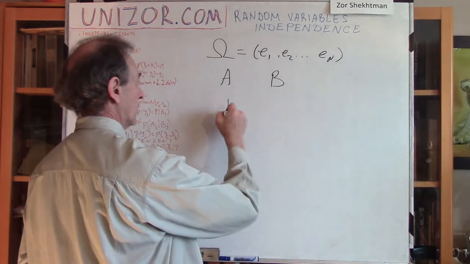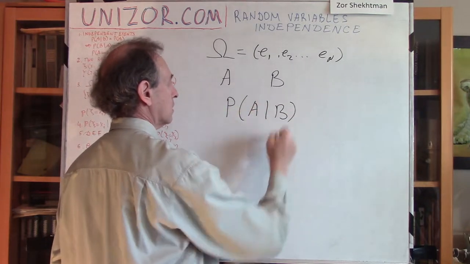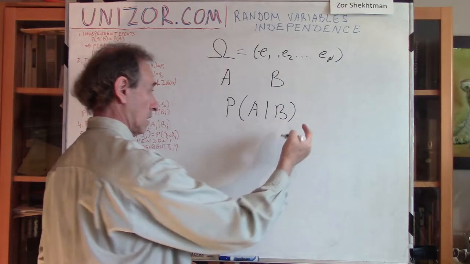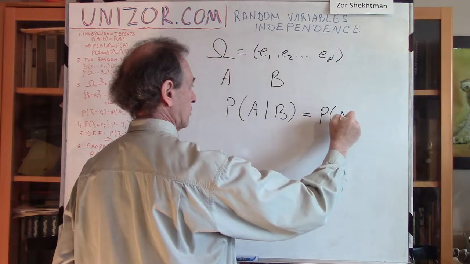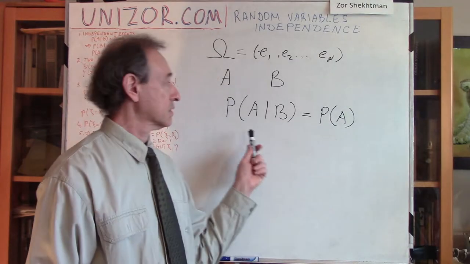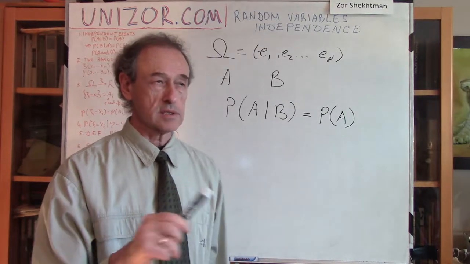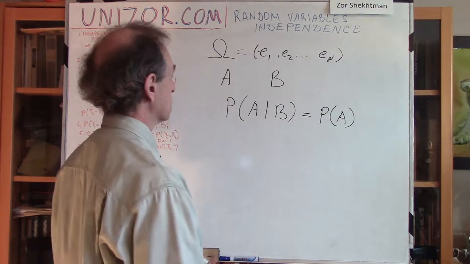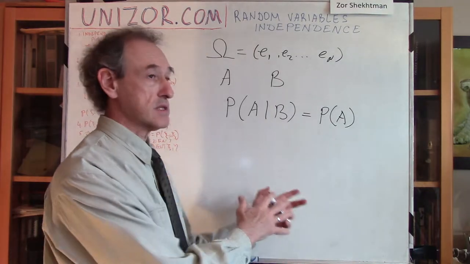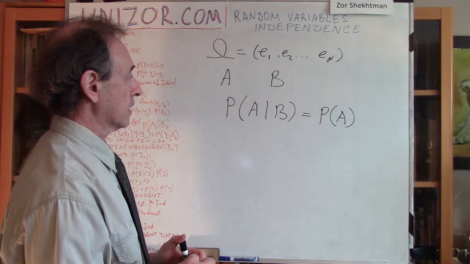Now, we call them independent if the conditional probability of event A under the condition of event B occurring is equal to the unconditional probability of A. If you forgot what conditional probability is, I do recommend you go to the prior lecture, among the lectures on conditional probabilities. All right, so we know about events. Now we have to transpose this particular definition to random variables.